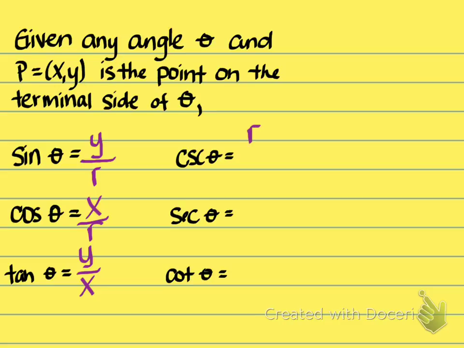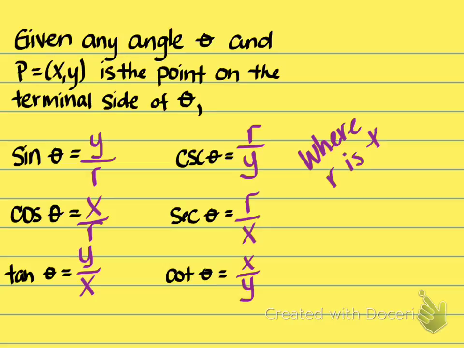So cosecant is just going to be the radius over the y value, secant the radius over the x value, and cotangent still doesn't change. We haven't changed our definitions, we've just expanded them to be for any point, not necessarily for a point on a unit circle, where r is the radius.